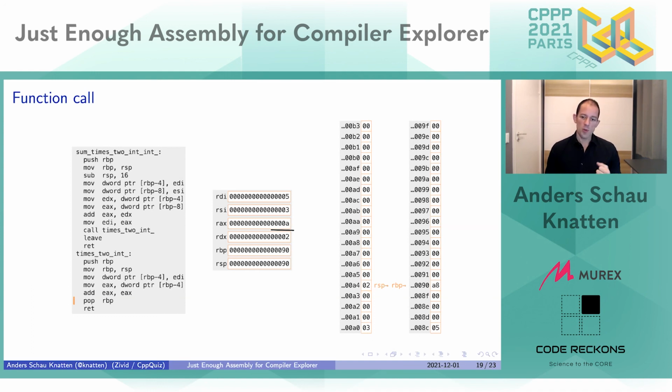And to return, we will pop RBP. You can see RBP was restored over here. So we don't overwrite it, which is nice when we get control returned to our sum times2 function. It's nice to have our old base pointer back. And then we return and our control jumps back here. And now we have the result of the times2 function. We have it in RAX.